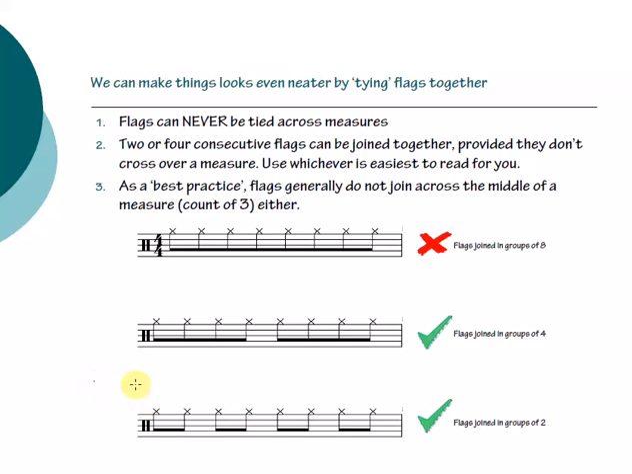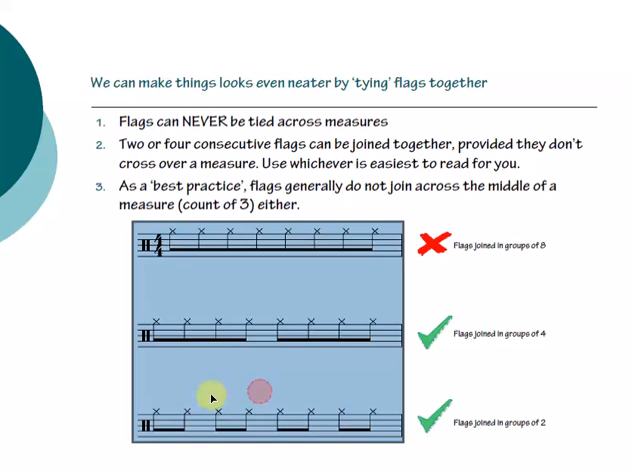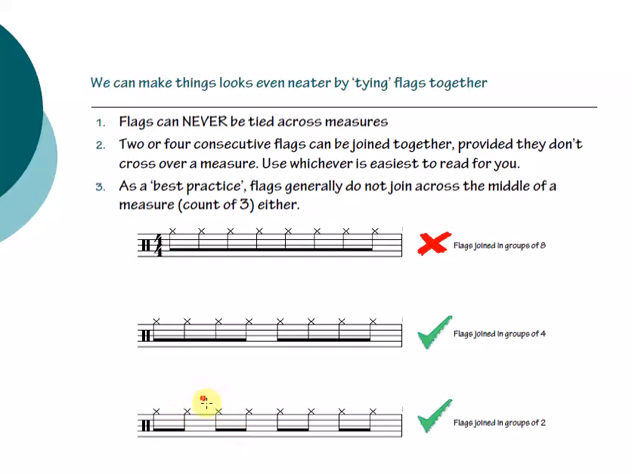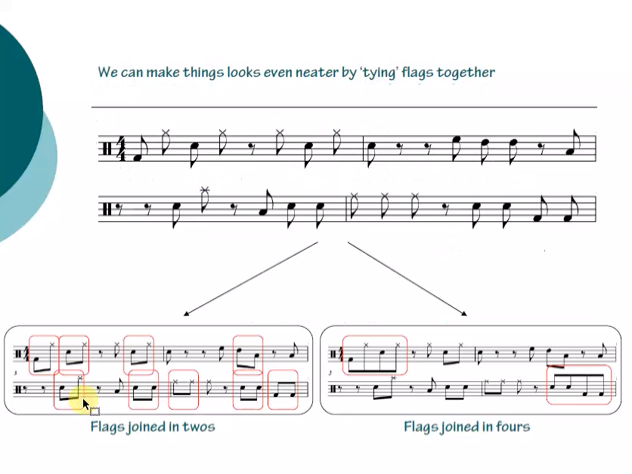So everything that happens between 1 and 2 can join together. Everything that happens between 2 and 3 can join together. Everything between 3 and 4 can join together. And everything between 4 and the end of the measure can join together. But I'm not going to join across counts. So I'm not going to join some of the stuff from 1 to some of the stuff that's going on in 2. So hopefully that makes sense.